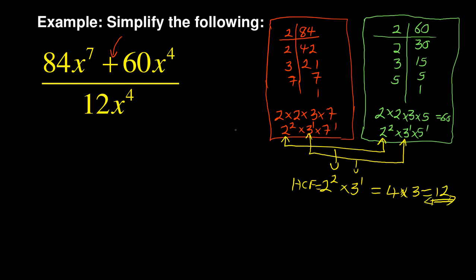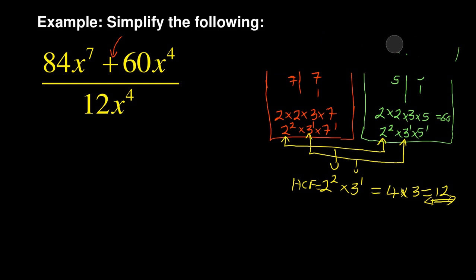Now if you knew the times table of 12, you could have actually seen that 12 will go into 60 and 12 will go into 84. Sometimes you do not need to go into all this trouble. You can see that this might be a lot of work and it's actually confusing.